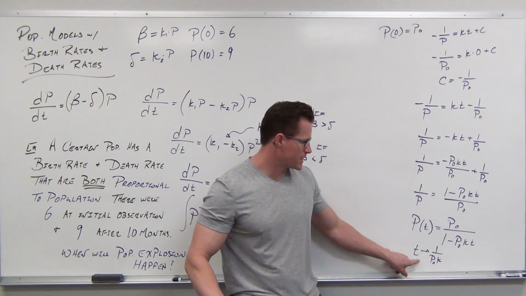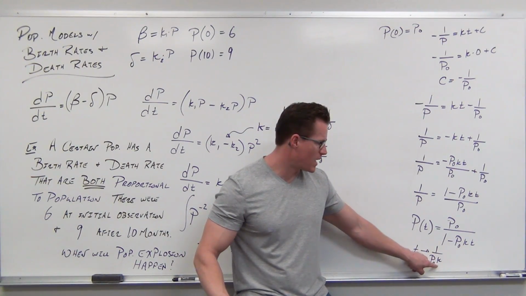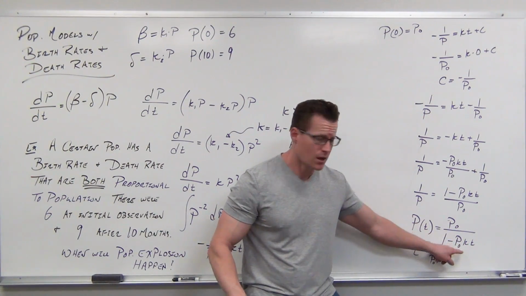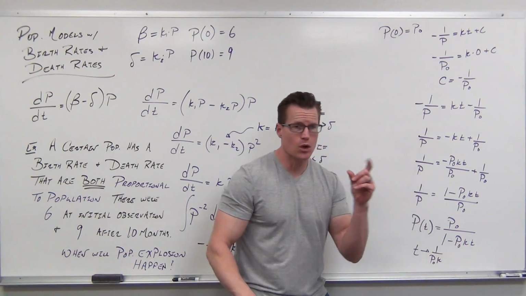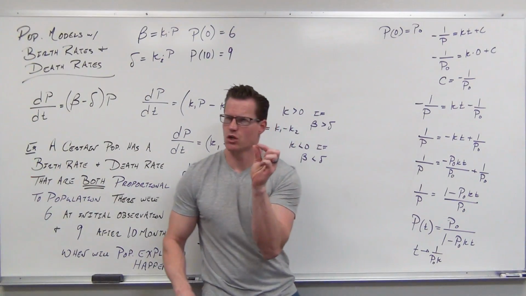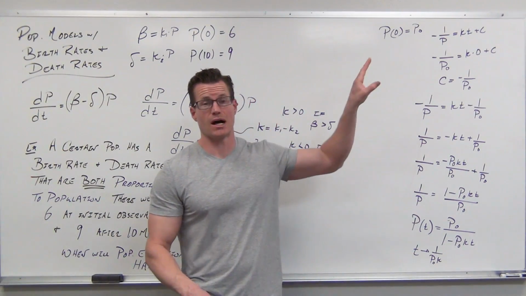Think about it. If this is getting closer to 1 divided by p sub 0 k, then this is getting closer and closer to 1. Then 1 minus that number is getting closer and closer to 0. Then a constant over something that's getting closer and closer to 0 is getting really close to positive infinity.